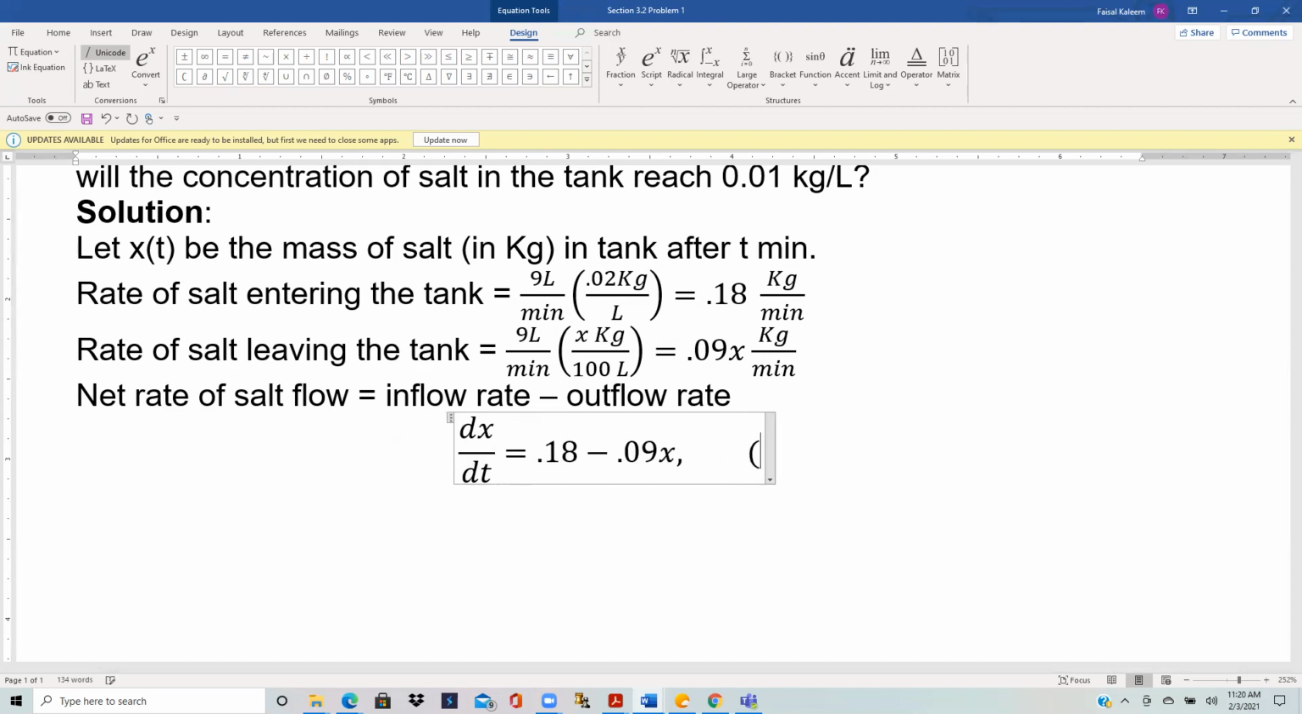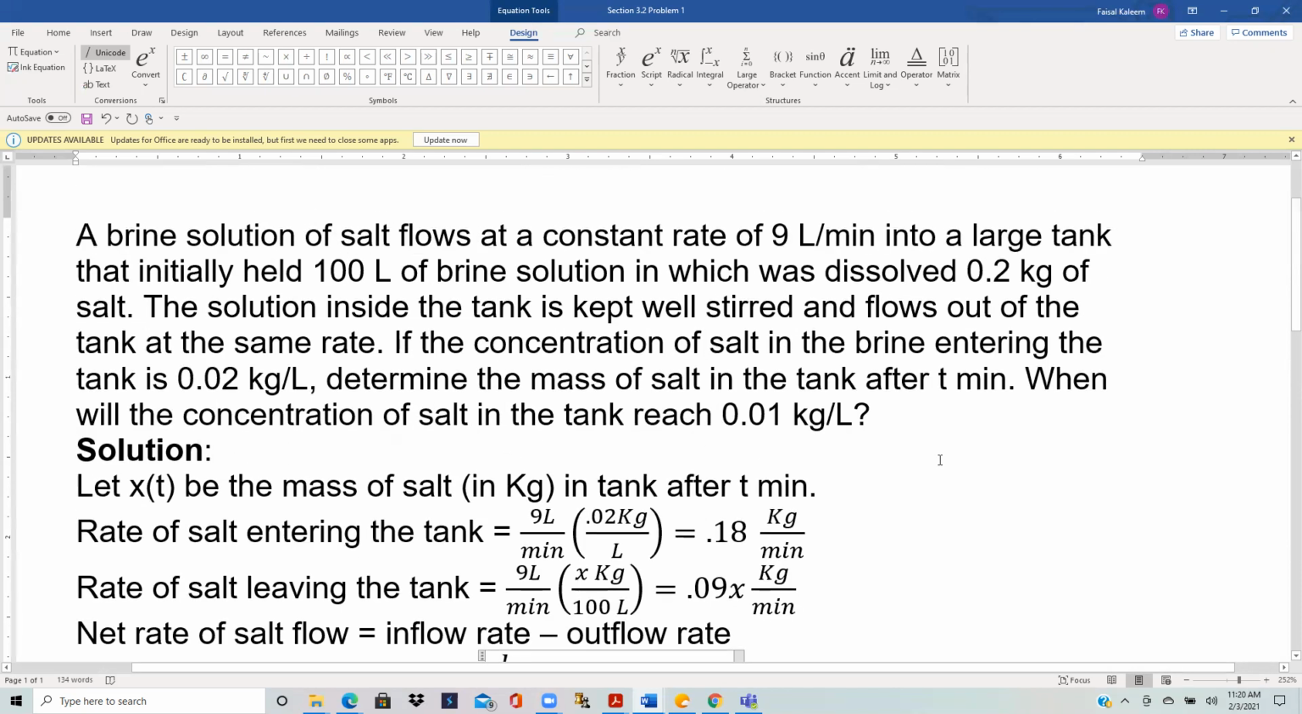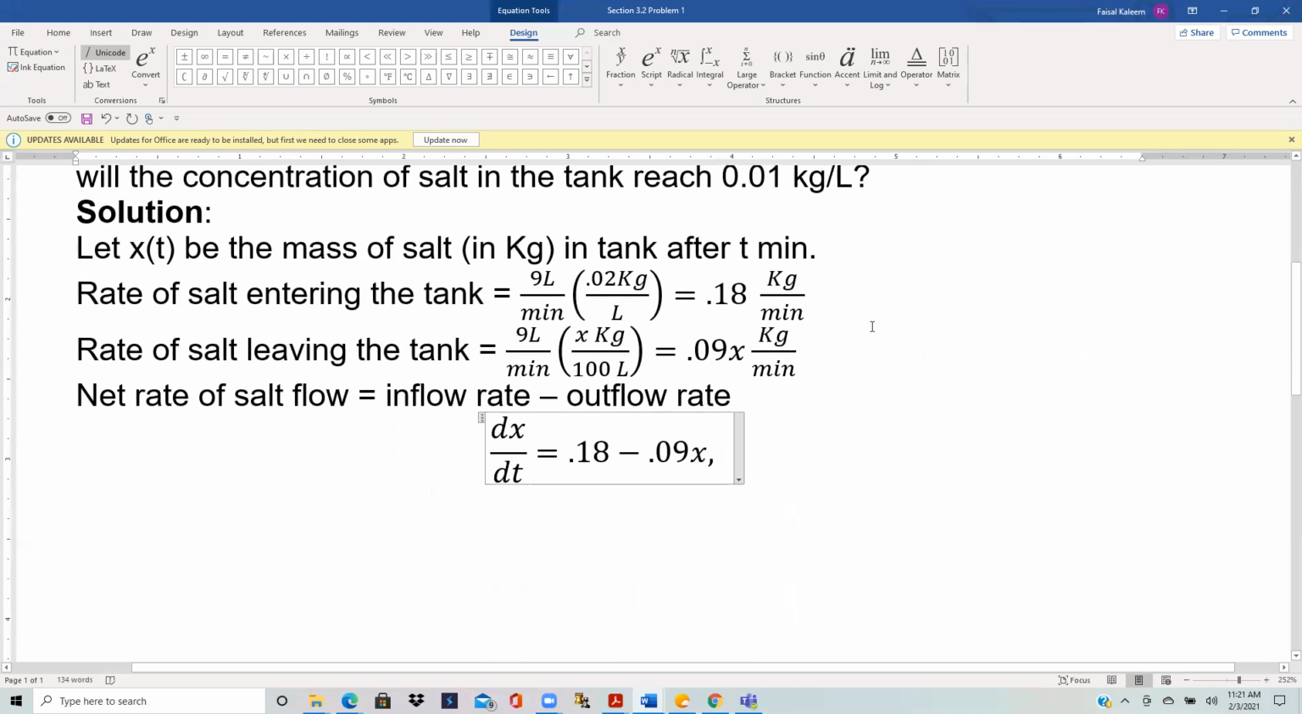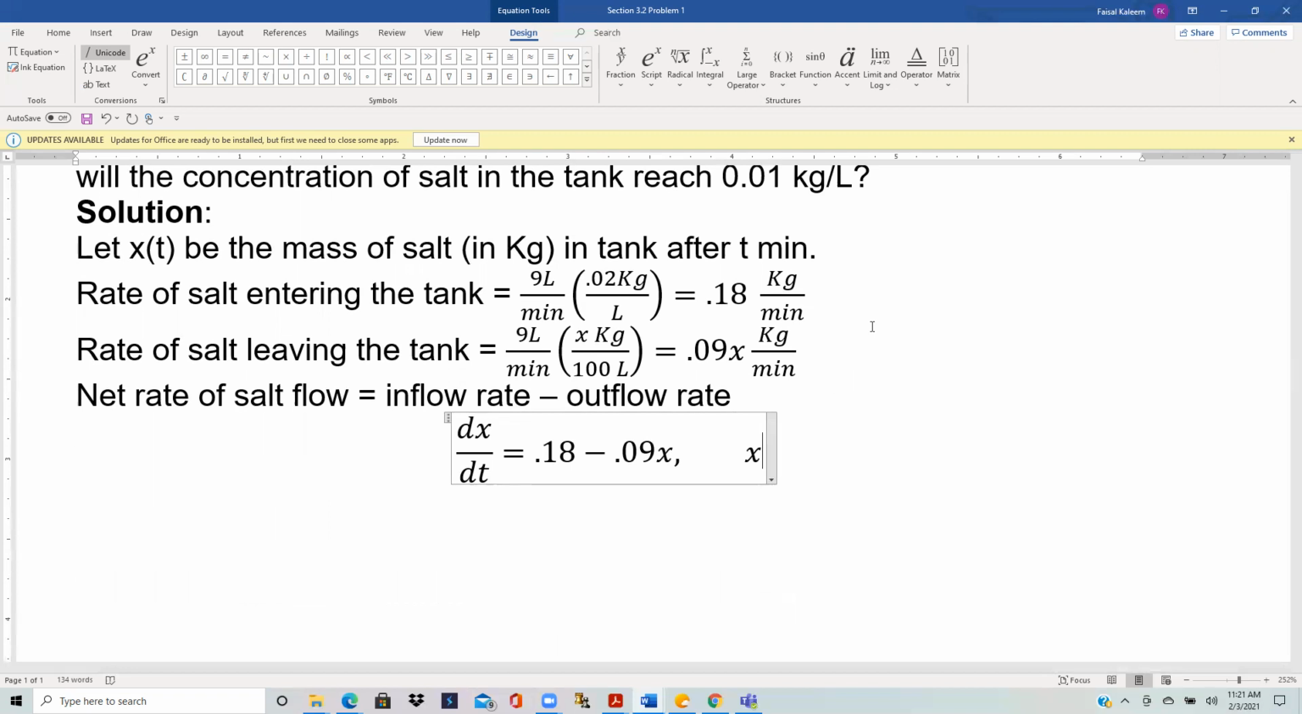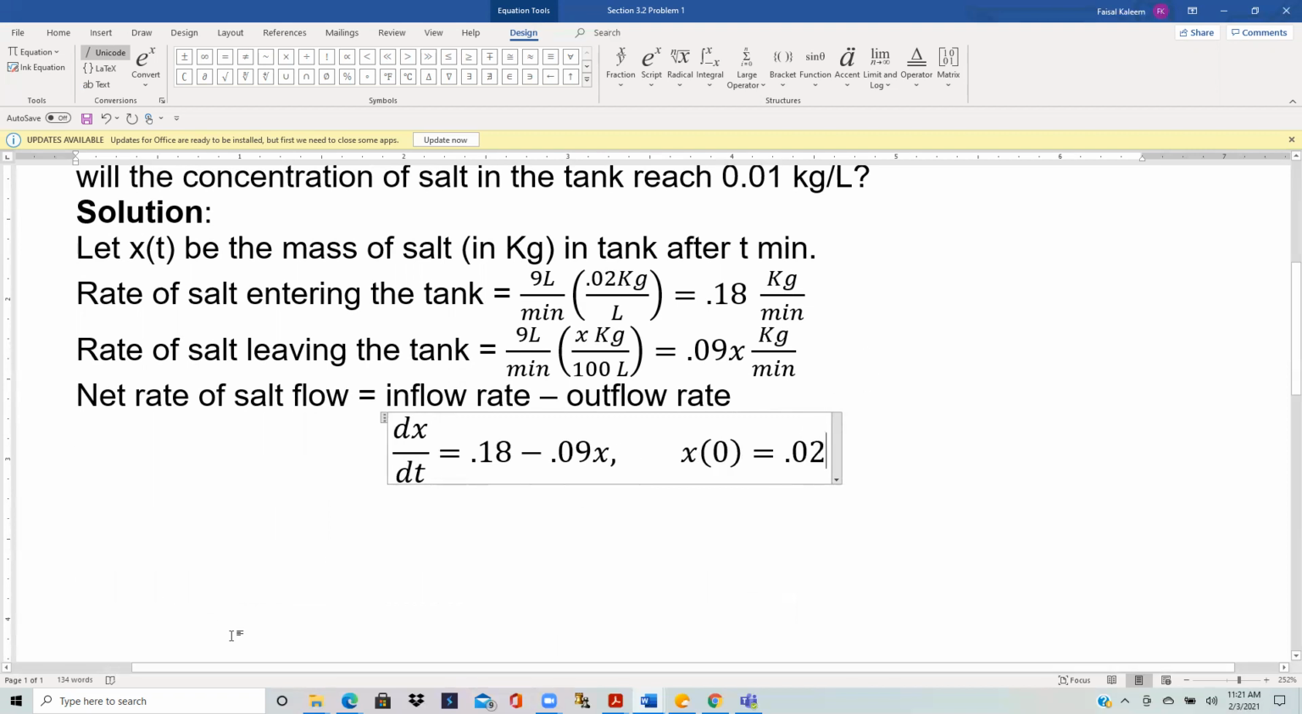And now we use the fact that this is a differential equation with an initial condition given. So we are given that, let's go up, it initially held 100 liters of brine solution in which there was 0.02 kilogram of salt. So the amount of x at time 0, x of 0 is 0.02. So it's basically solving this differential equation, and that will give us the x.